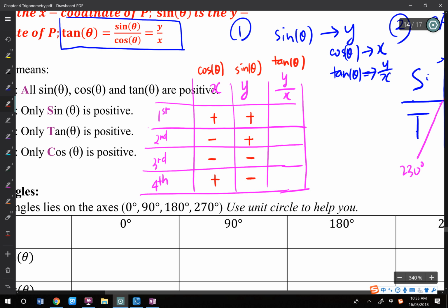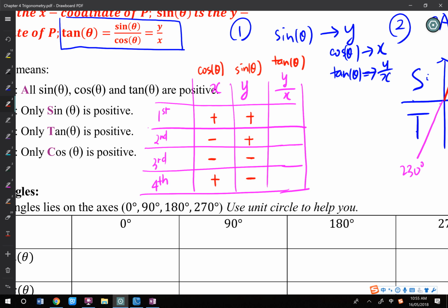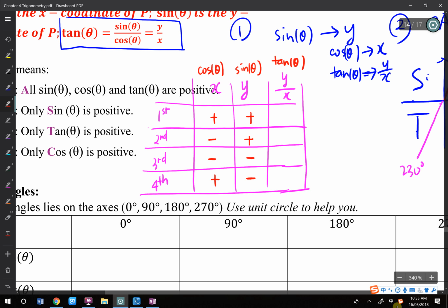Okay, think about the first quadrant coordinates. Sine divided by cos, whether it will be positive or negative. Positive. How about in the second quadrant? Third quadrant? Yeah, negative divided by negative. And fourth quadrant? Negative.